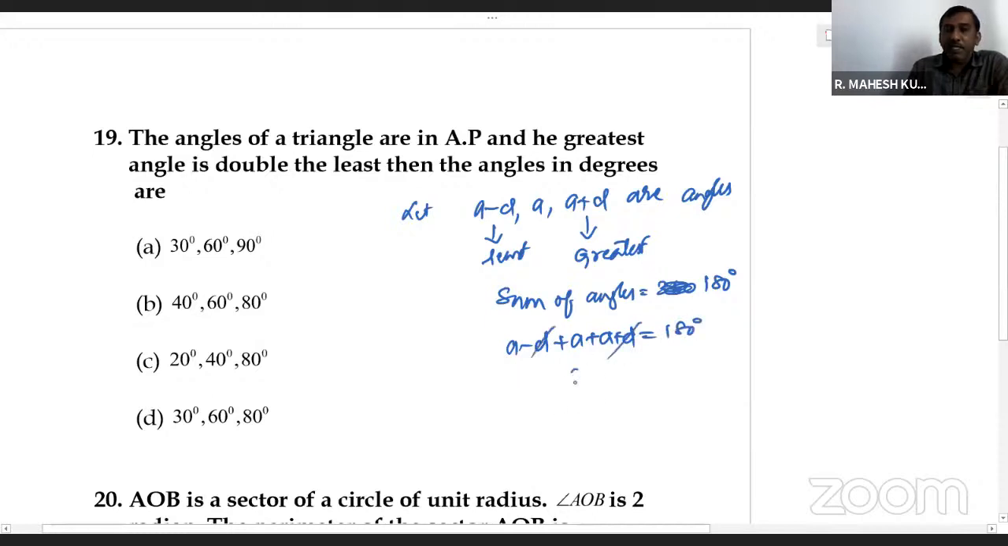Minus D plus D gets cancelled. So 3A is equal to 180 degrees. So A is going to be 60 degrees. So you got A. Now A is 60 degrees. Middlemost angle 60 degrees you are getting. So option A, B and C, D. C is not going to be the correct answer.